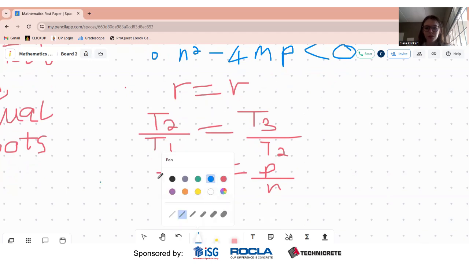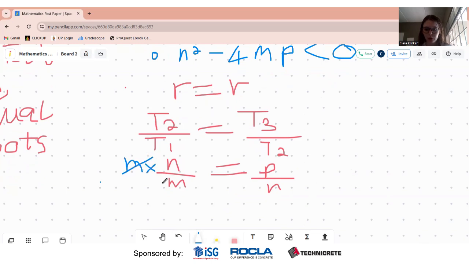Now, when I'm dealing with equations, I don't like having variables in the denominator. So I'm going to multiply by m on both sides because this m will cancel with that m, so it'll free the denominator. And what I do to the one side, I must do to the other. I also want to get rid of the n over there, so I must multiply by n on both sides.